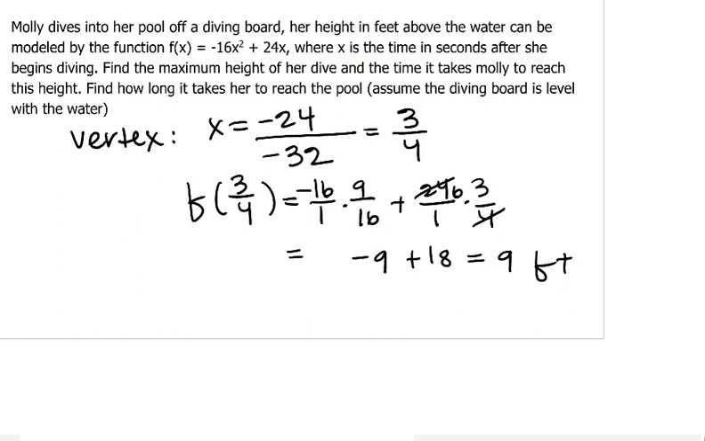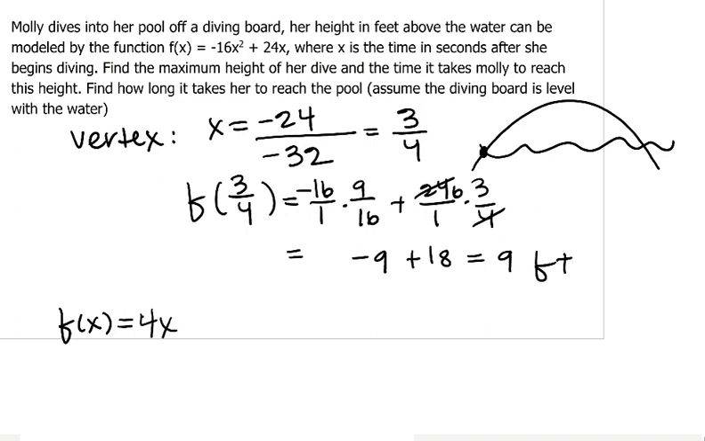How long did it take her to reach the pool? Well, if the diving board is level with the water, and the starting height, f of 0, is 0, then we're just looking for the zeros of this parabola. I know that x equals 0 is one of them, but I feel like this thing might be factorable, so I'm going to try that. So f of x equals x, but there's also at least a 4 in common to that. So I'm going to factor out a 4x times negative 4x plus 6. If we're interested in where f equals 0, I'll say that 4x times negative 4x plus 6 equals 0.